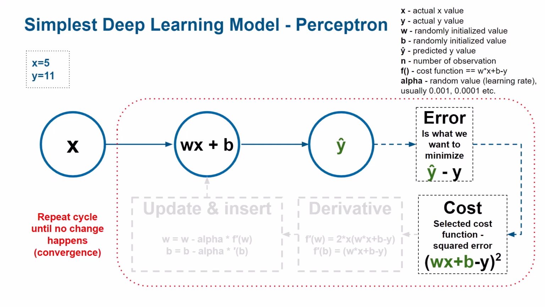So, with the help of a derivative, we update our w and b and loop again until error is close to 0 and no change in w and b happens. This is called convergence. So, that's all for now.